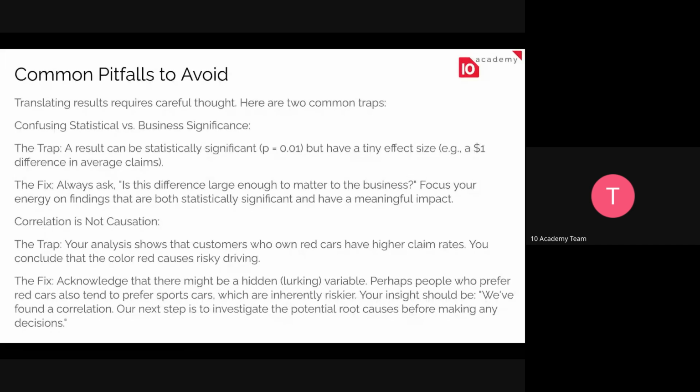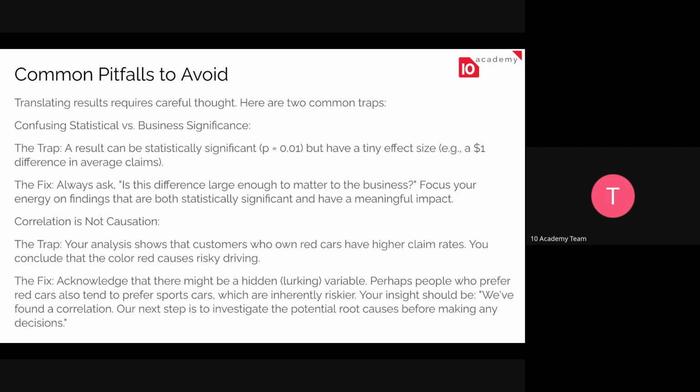You can see that this happens a lot of the time. There is a difference, but having this much difference in claim may not be very significant to the business. So the tip is to always ask: is the difference large enough to matter to the business? Focus your energy on findings that matter statistically and have a meaningful impact.